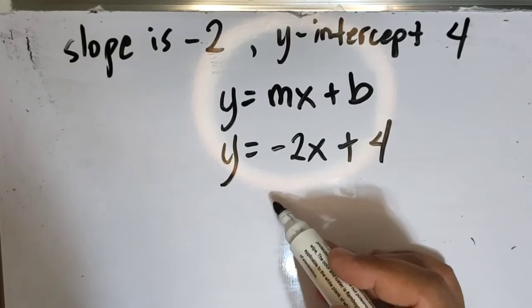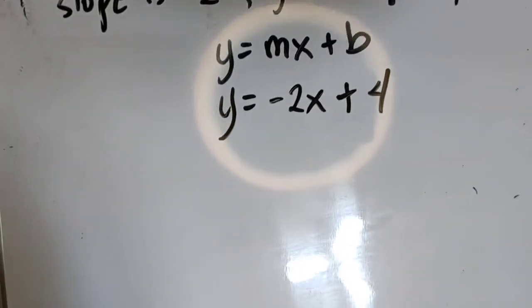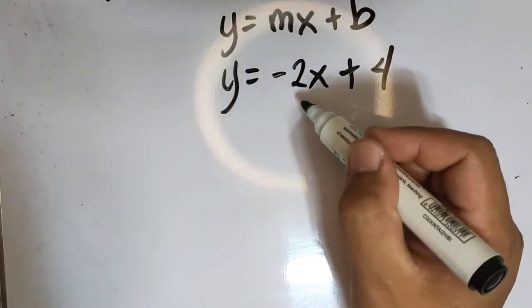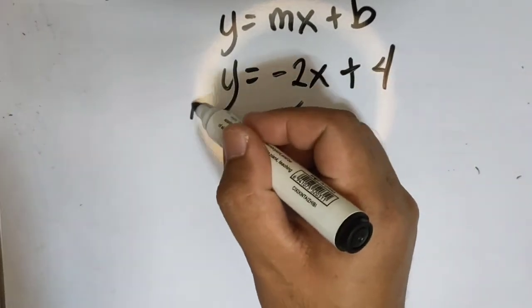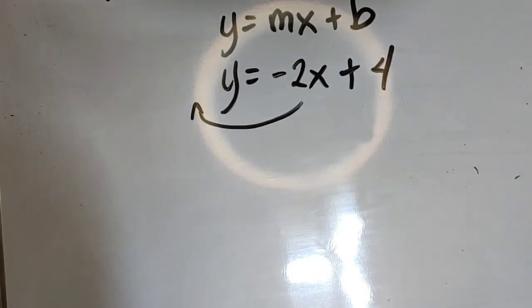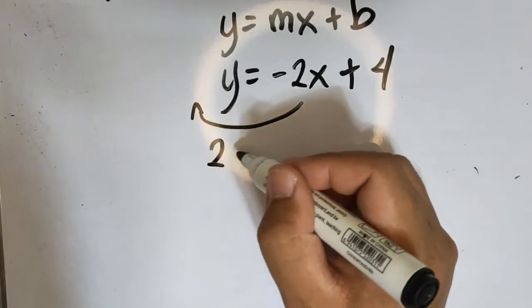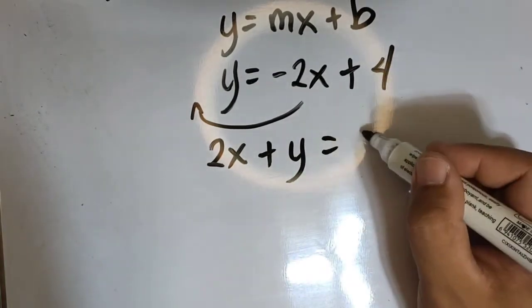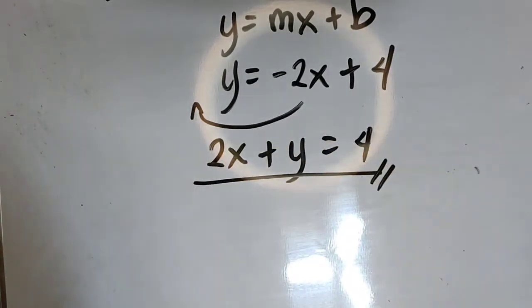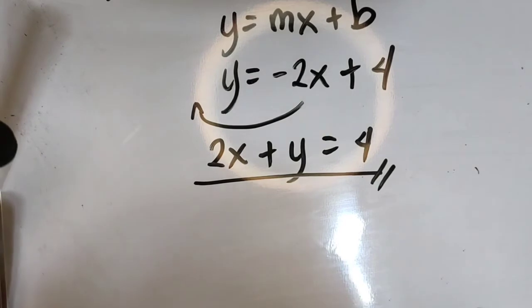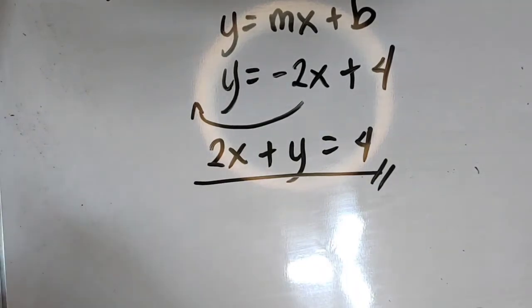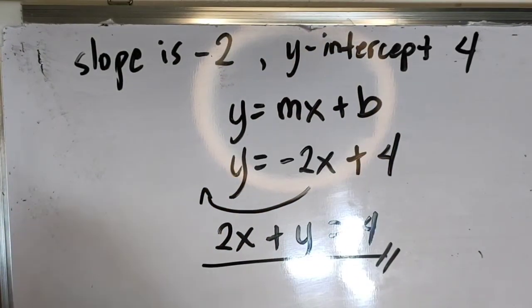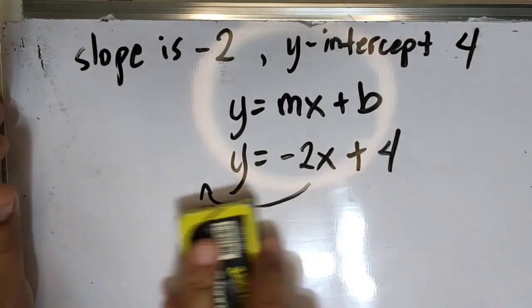This is in slope-intercept form. So, let's write it in standard form. Paano? Lipat mo lang yung x mo dun. Okay, transpose natin. So, negative 2x becomes positive 2x. Copy positive y is equal to 4. So, yun na yun. Okay, yun ang ating equation. This is in standard form. Okay, so we have 2x plus y is equal to 4. Napakadali lang ng slope-intercept form. Okay, so let's have another example.